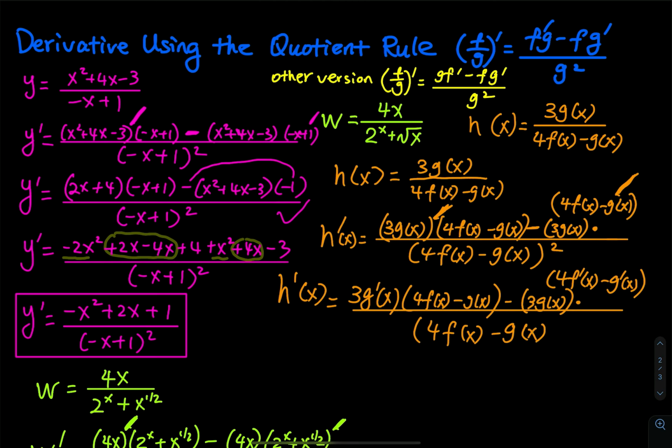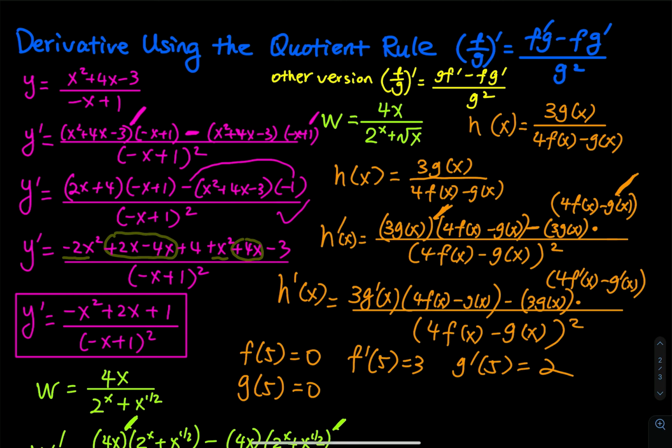Usually for this type of problem, there are a couple more givens. They will give you some function evaluations. So for example, let's say f of phi equals 0, g of phi equals 0, f prime of phi equals 3, and g prime of phi equals 2. They are asking you to find what h prime of phi is. So then you have to do the plug-in.